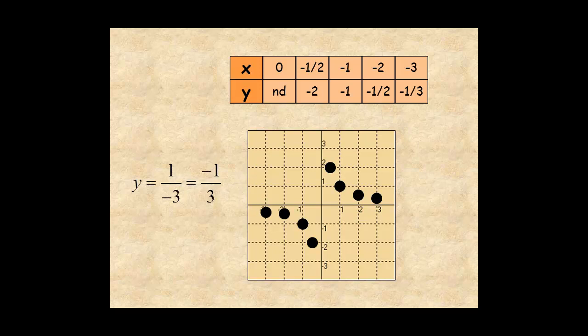Now, draw a curve through the points. Notice, however, you can't draw the curve joining points across the origin, since the function's not defined at x equals 0. So draw two curves, one curve through the points on the right, and another curve through points on the left.